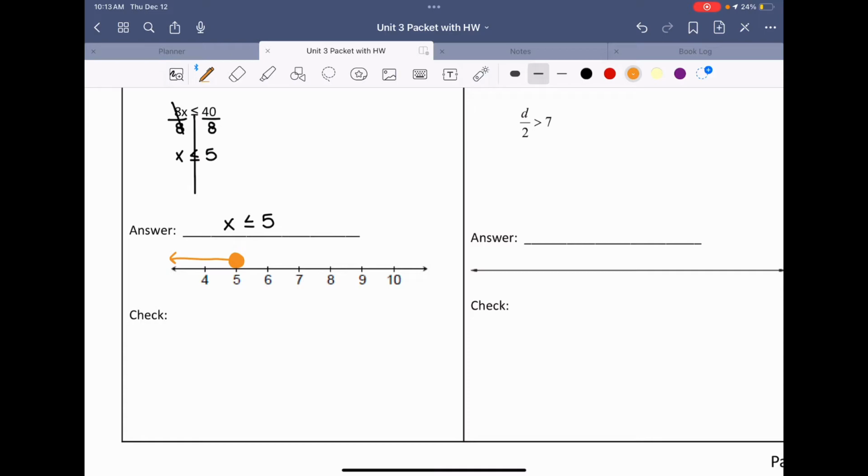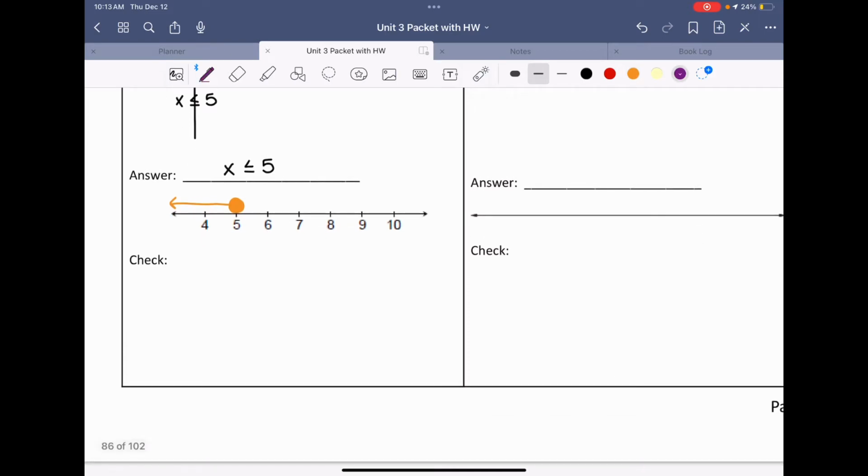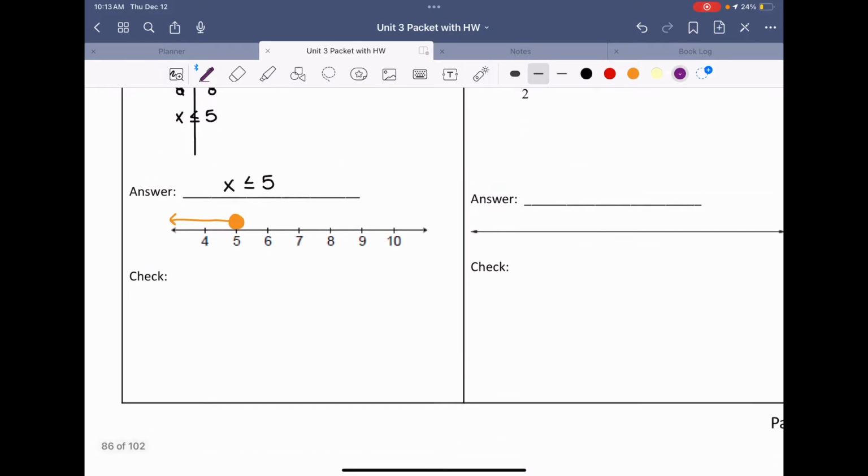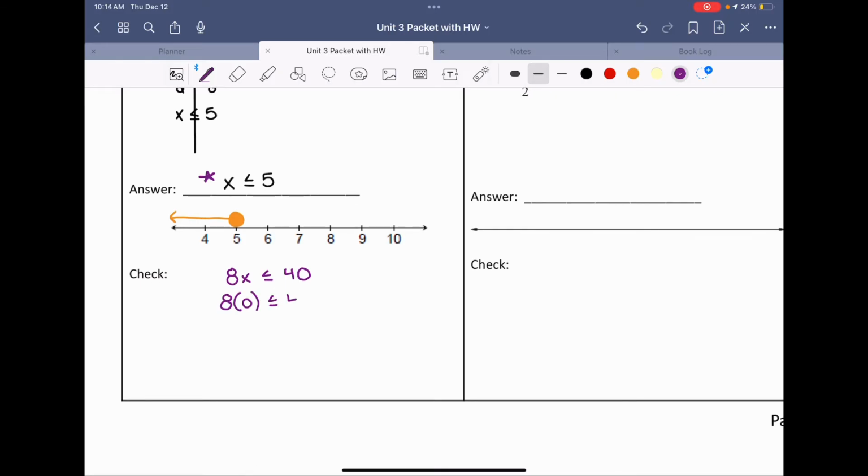When I go to check, I'm going to rewrite my problem. So 8 times x is less than or equal to 40. And I have to choose a number that follows my answer. So any value less than or equal to 5. 0 is less than 5, so I'm going to plug in 0. I always choose what I would hope to be the easiest number. I know that 8 times 0 is 0, and 0 is less than 40, so that works.